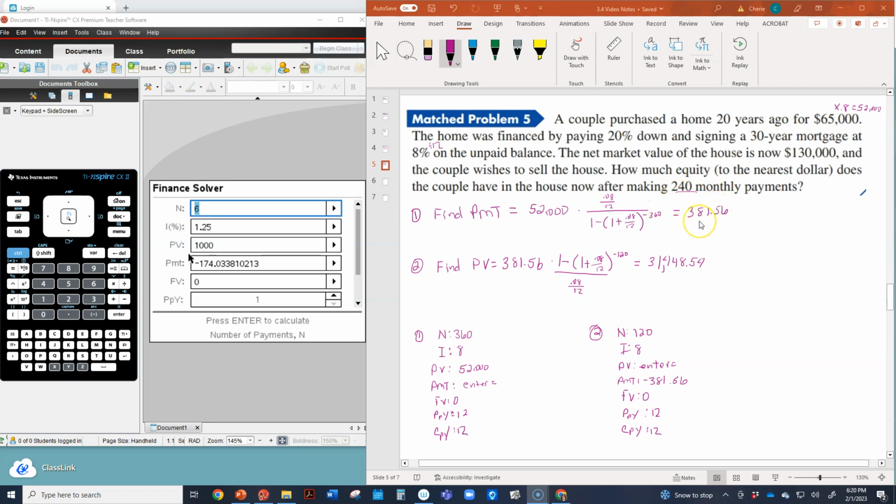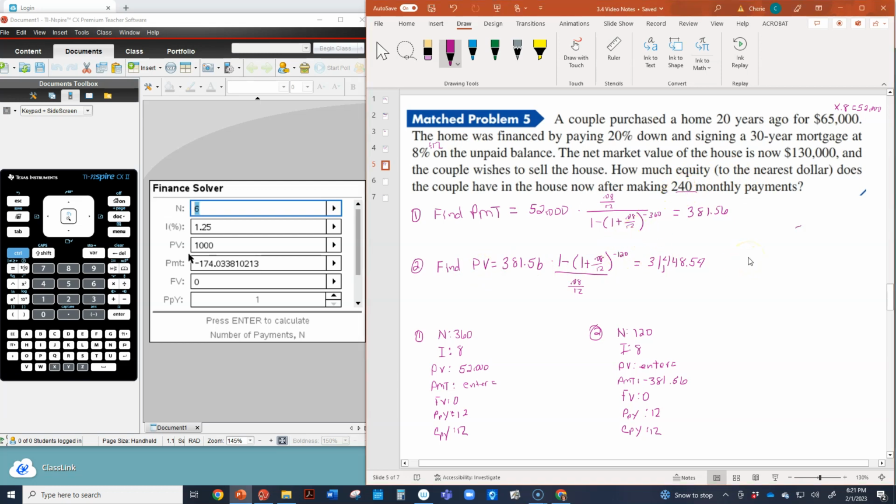You also have these things called taxes and insurance. You put that in there. So anyway, my mortgage payment would be $381.56. They're wanting to know how much equity I have in the house after I've made 240 payments. So you take that payment now and you say, okay, well, what is my present value after I've made these 240 payments?